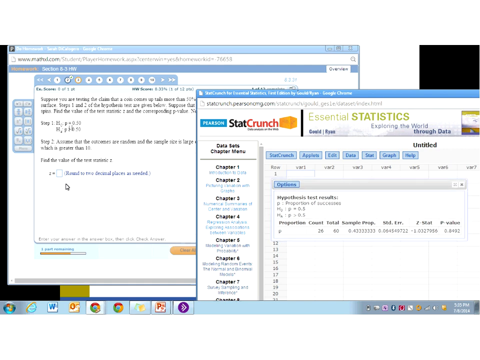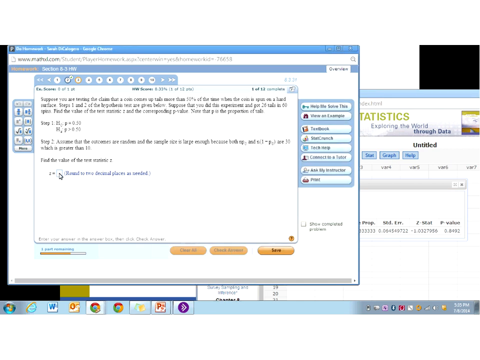Here's our Z statistic, negative 1.03. P-value, 0.849. And so if we had to make a conclusion, we would state there's not evidence to suggest that the proportion of tails that come up is more than 50% because we're failing to reject the null.